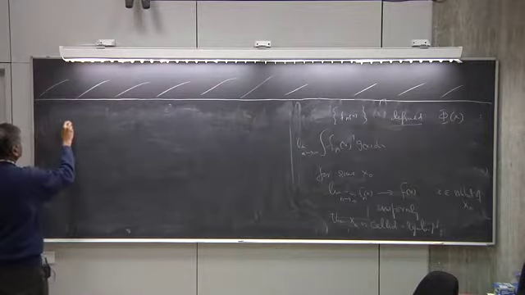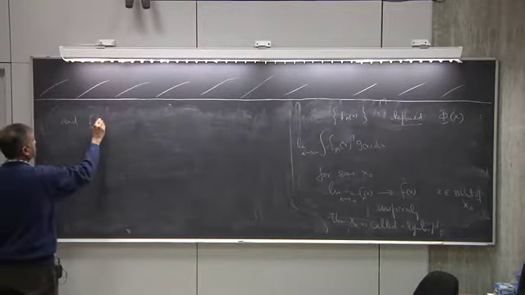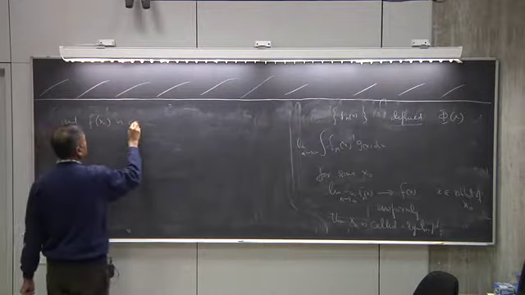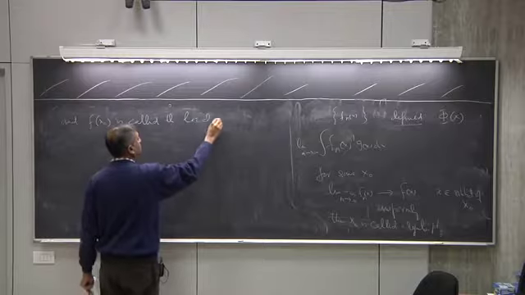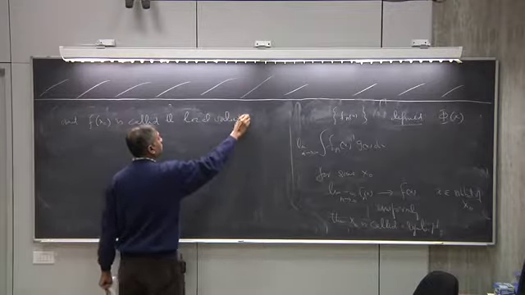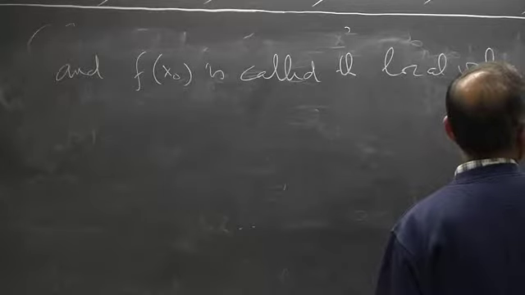And f of x naught is called the local value of the generalized function phi of x.